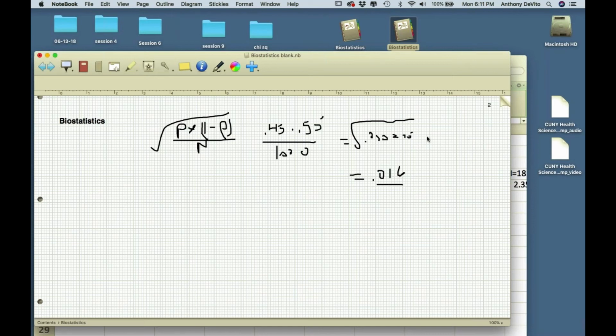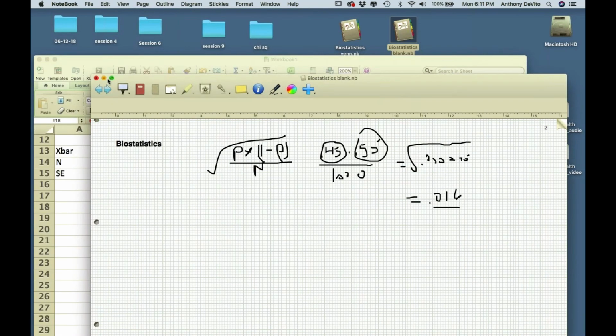How did I get the 0.55? 1 minus p. The p is 0.45. 1 minus p is 1 minus 0.45. Okie doke. Okay, good. You got that clear, I hope.